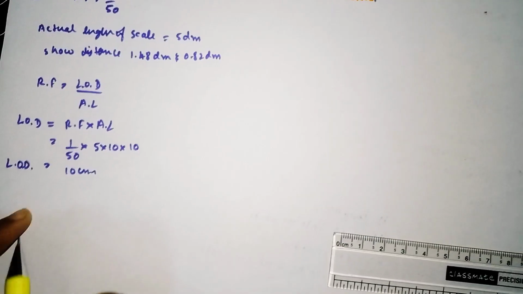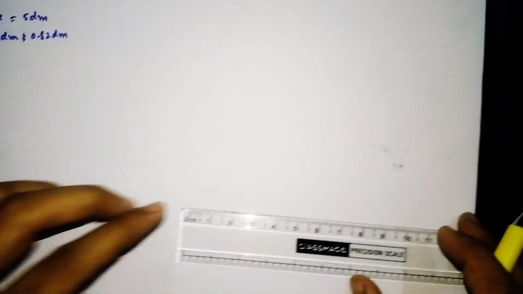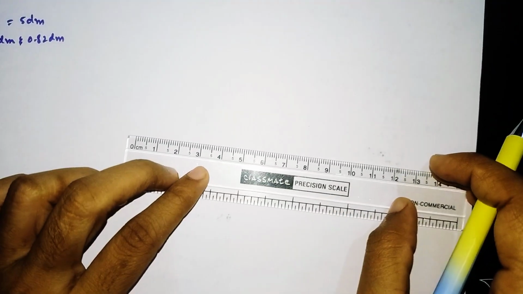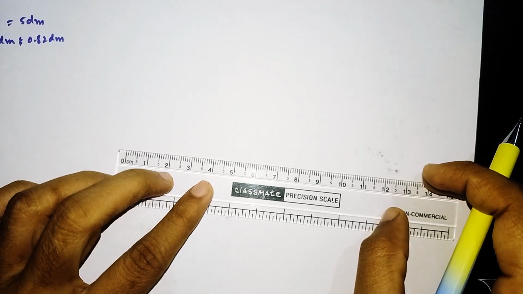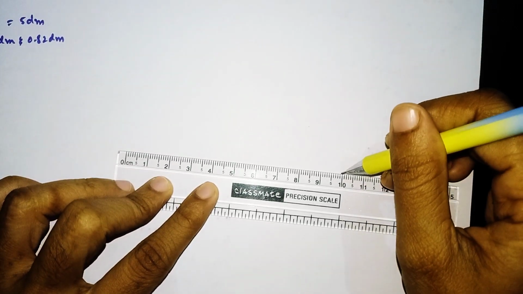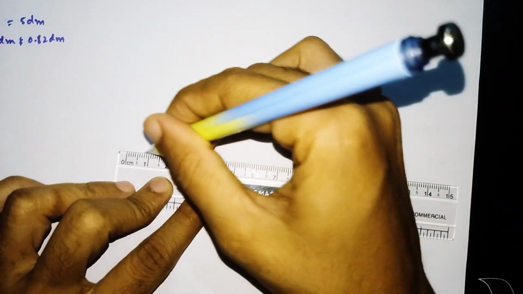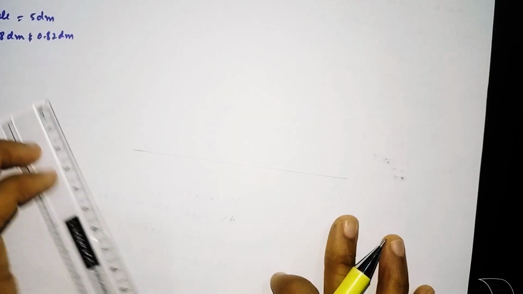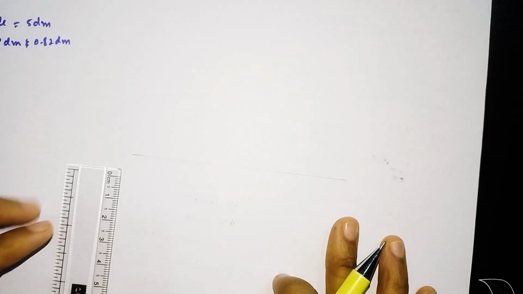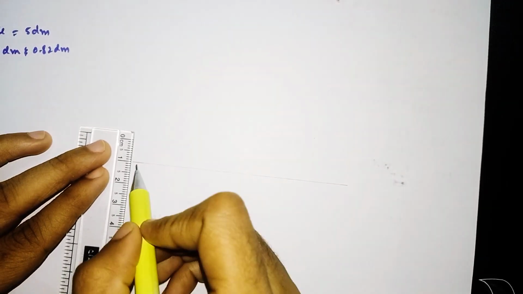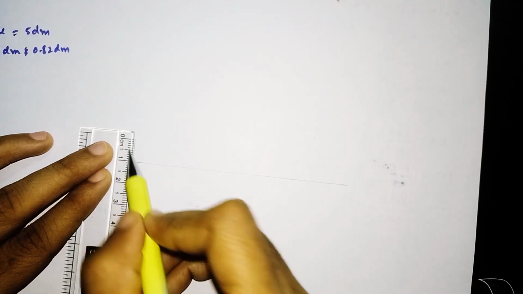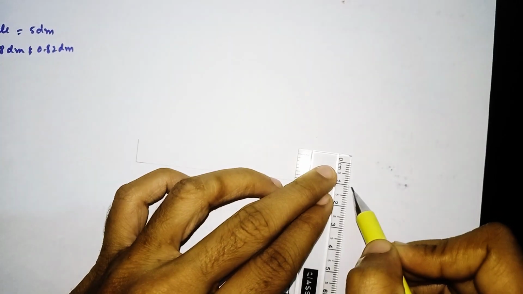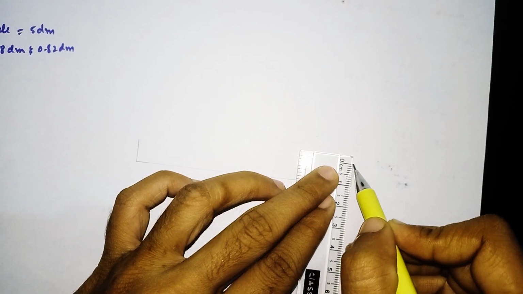Now what we have to do is draw the 10 centimeter line. So by using a scale I will draw the 10 centimeter line here. I will mark the 10 centimeter here. Now I will first extend this with a 1 centimeter vertical line. I will draw it here also, 1 centimeter.